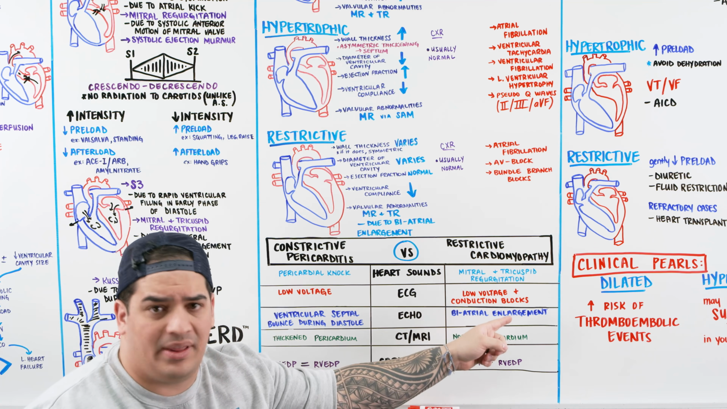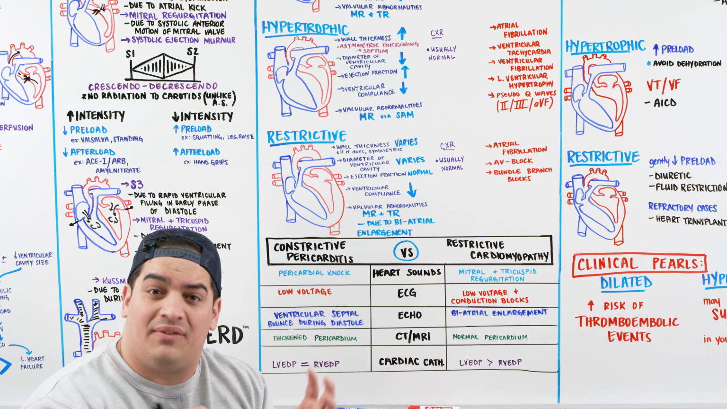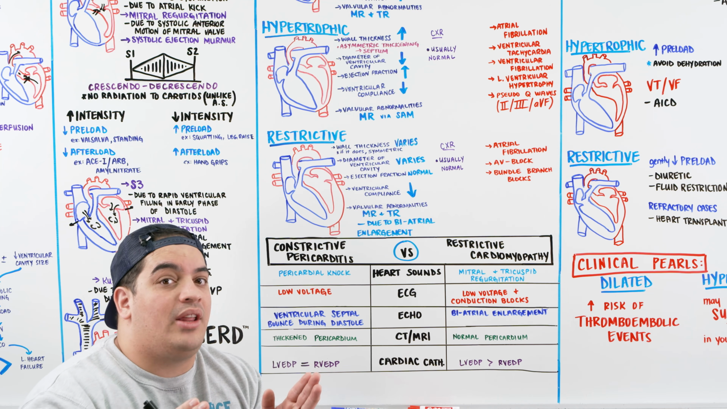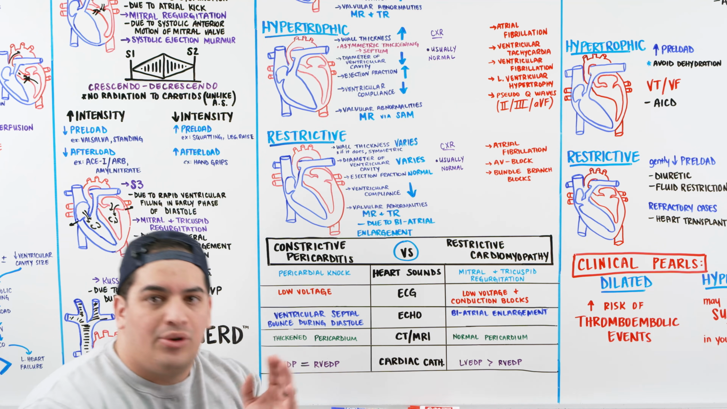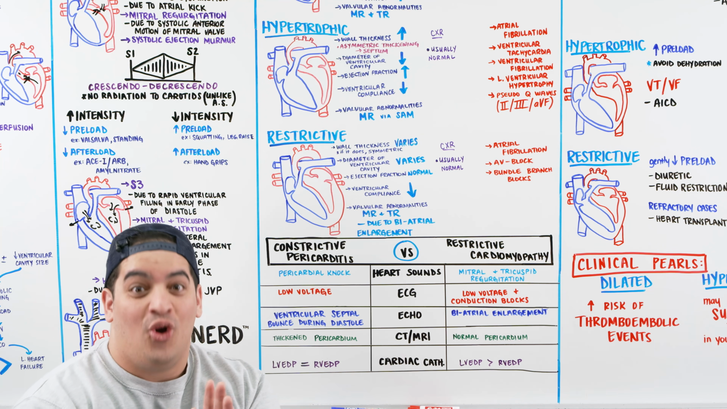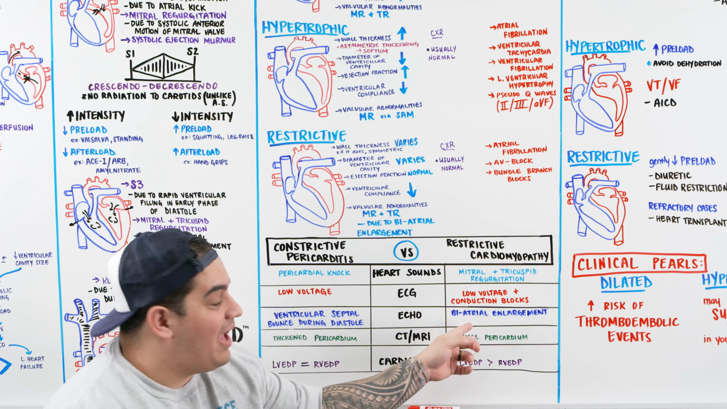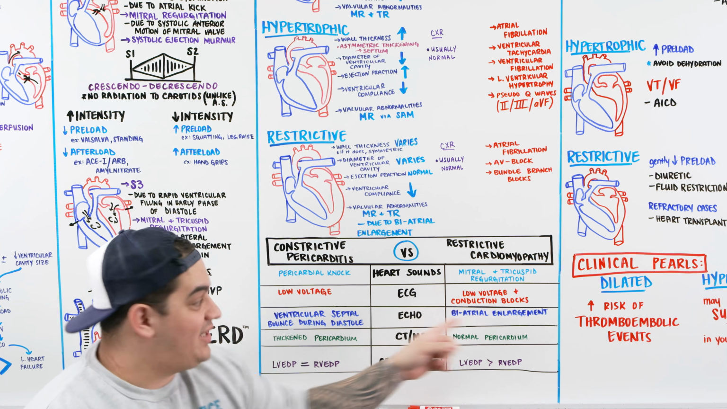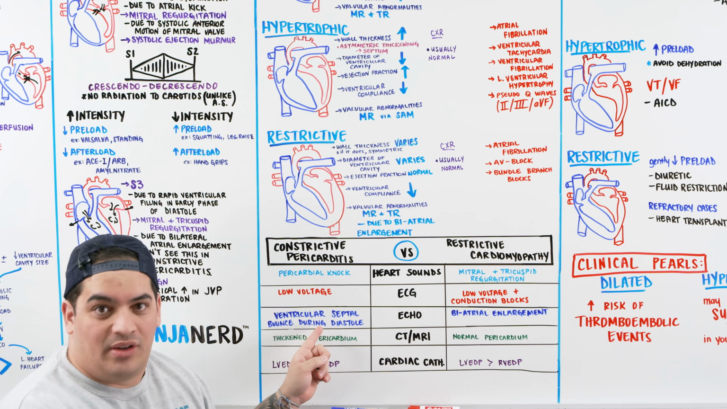In restrictive cardiomyopathy, they don't do that. The ventricles have a little bit of give. They can actually extend a little bit in the early phases, but they do not produce any septal bowing or septal bounce. What you will see on the echo is biatrial enlargement, which will be pretty obvious, and you will not see that in constrictive pericarditis.